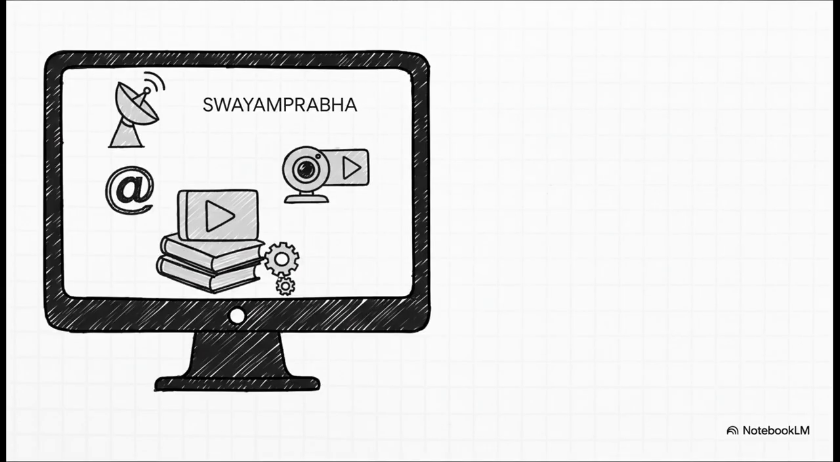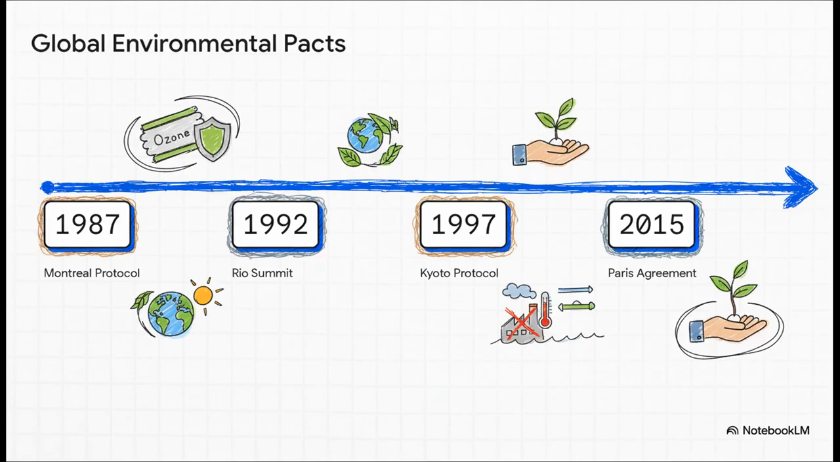For example, the ICT unit isn't just about knowing how to use a computer. It specifically points to digital initiatives in Indian higher education, like Swayam and Swayam Prabha, but also the everyday tools like email and video conferencing that are just essential now. And it's the same with the environment unit. It expects you to be aware of major international efforts. Understanding this timeline from the Montreal Protocol all the way to the Paris Agreement shows that you get the big picture, the global context of environmental challenges.